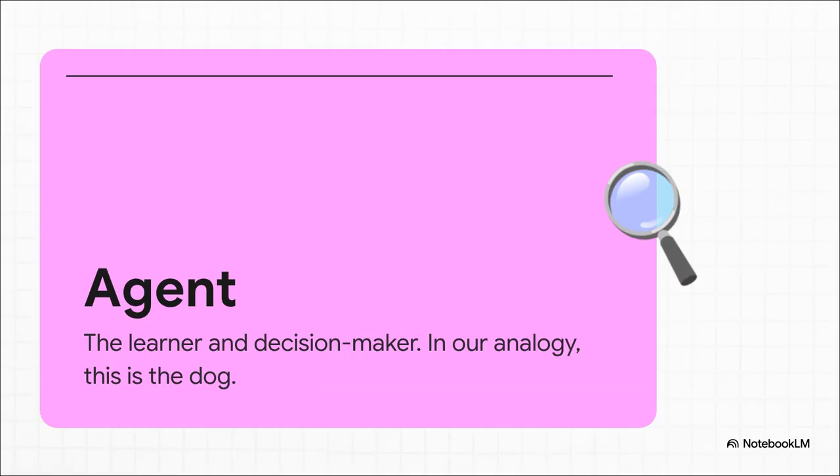The agent is the star of the show. It's the learner, the decision maker. In an AI context, this is the algorithm that's doing the learning. But in our analogy, it's the dog. Simple as that. It's the one looking around, thinking, and choosing what to do next.